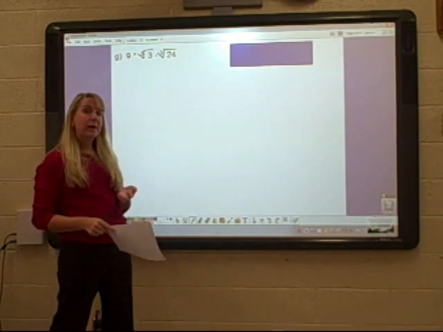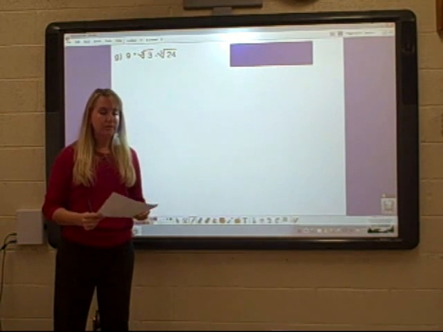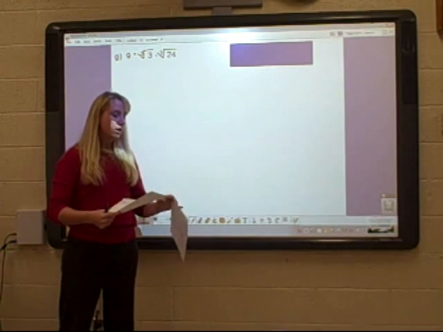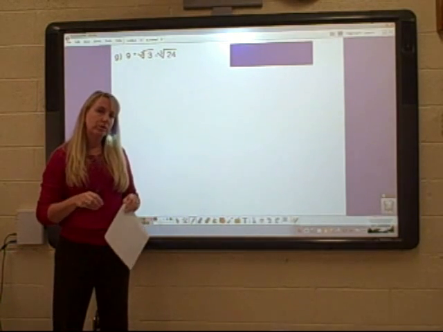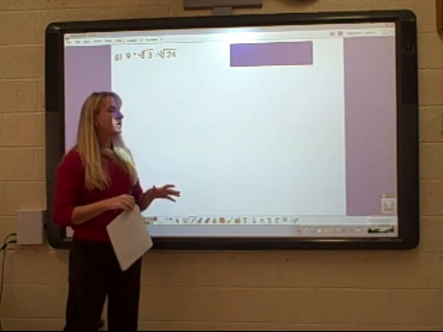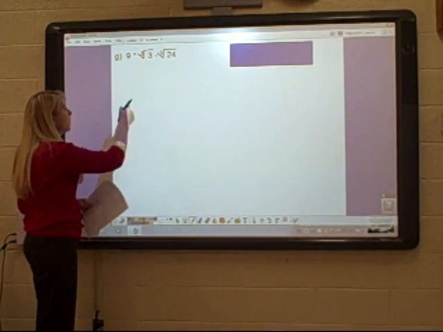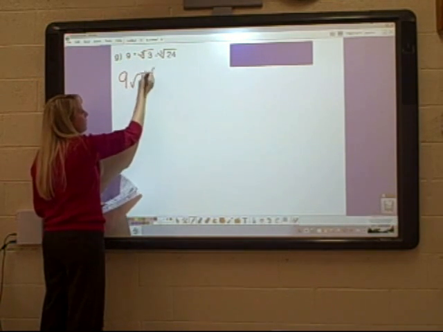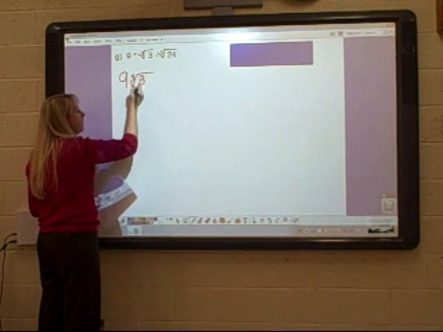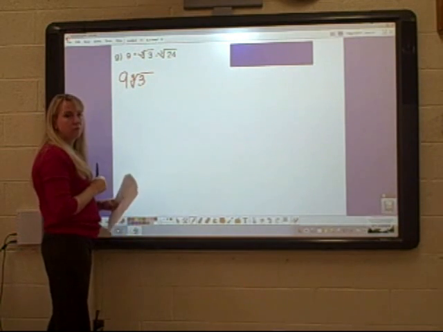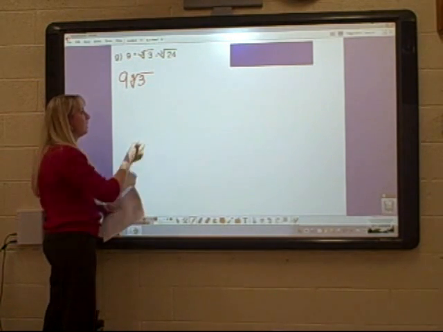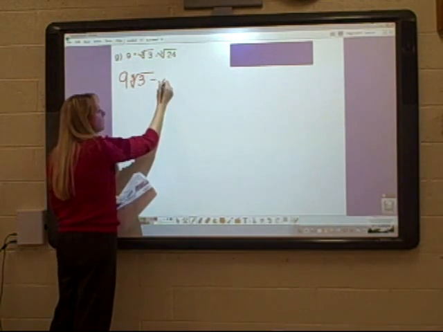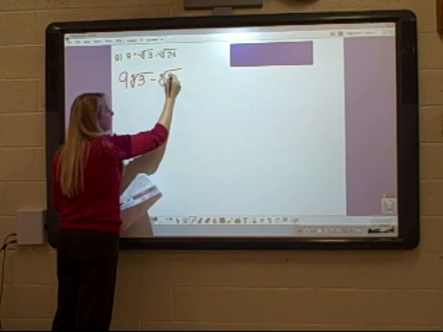We can do operations with these as well, and we've got to consider the same idea. So let's do the operation first, if we can, and then simplify. I'm going to write this 9 times cube root of 3 just together, because I think we're used to seeing it better that way. So 9 times the cube root of 3 is the 9 cube root 3, minus the cube root of 24.